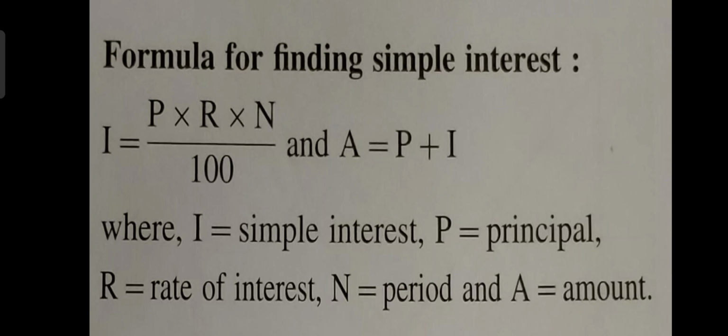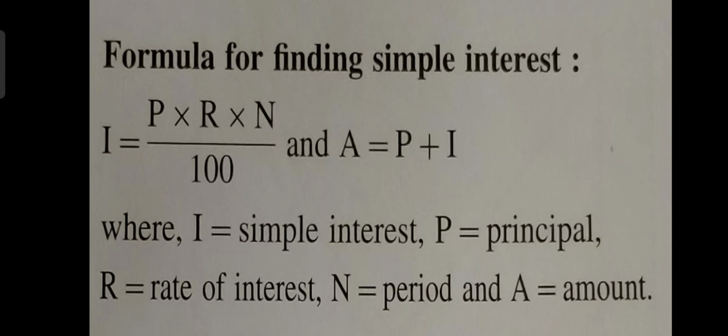Formula for finding simple interest. Students, this formula is of chapter number 14, that is compound interest. Chapter number 13, that is congruence of triangles, is not there in the portion for this test. So we shall study about compound interest, the formulas. The formula for finding the simple interest is I is equal to P into R into N upon 100, and A is equal to P plus I.